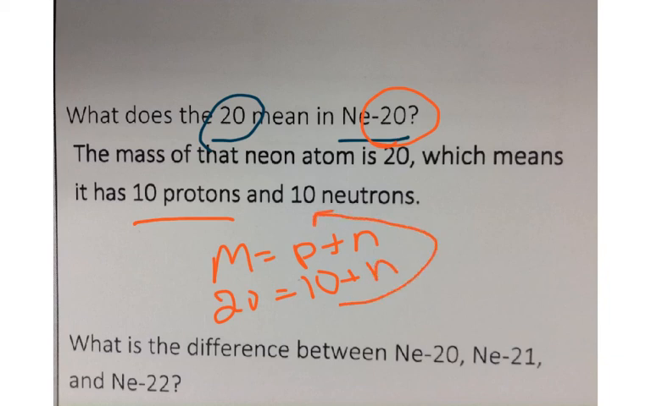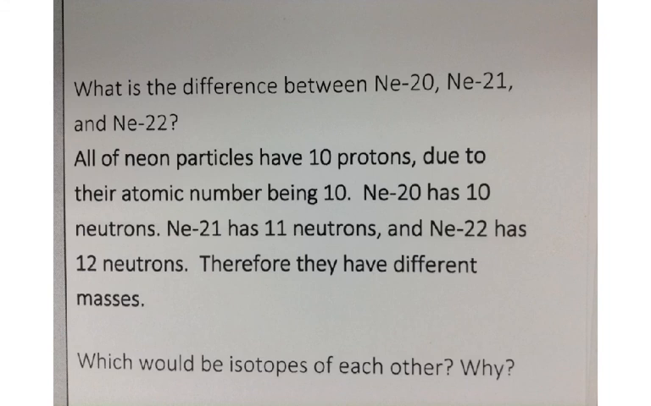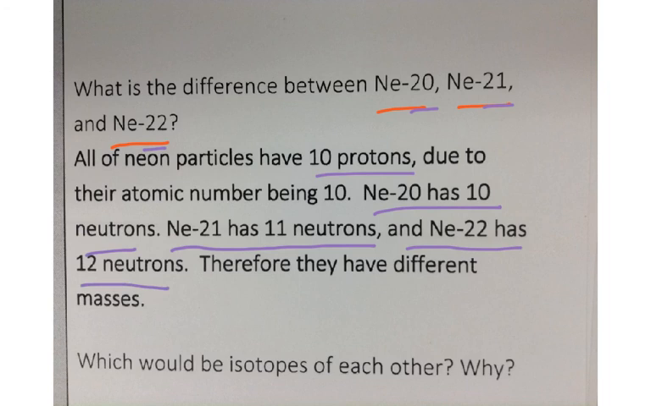So what is the difference between neon 20, neon 21, and neon 22? Well, one thing that's very similar is that they all are neon, therefore they have 10 protons. What is different, though, is that their masses are all different. Since they have the same number of protons, they just need different numbers of neutrons. So neon 20, as I've already calculated, has 10 neutrons. If you did the same math, you would get that neon 21 has 11, and neon 22 has 12. Therefore, they all have different masses and different numbers of neutrons, but they are considered the same element.